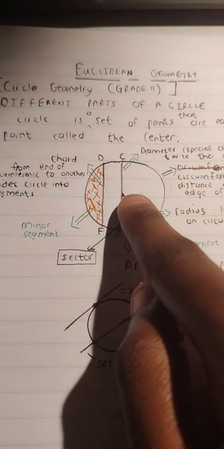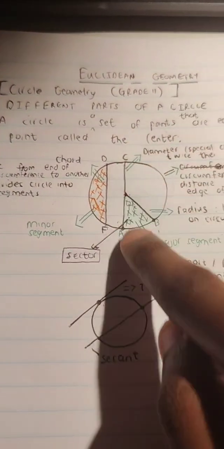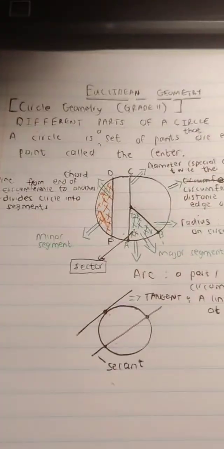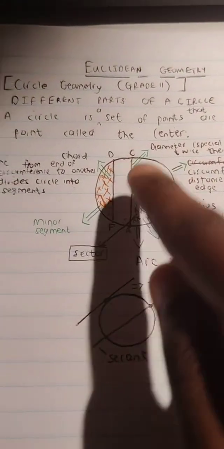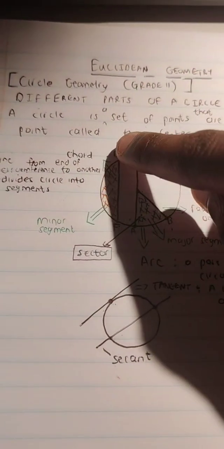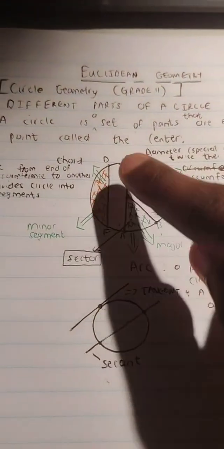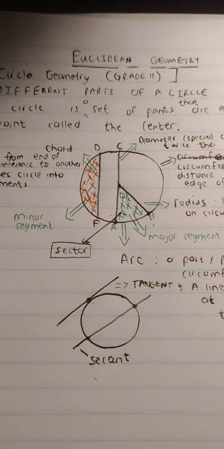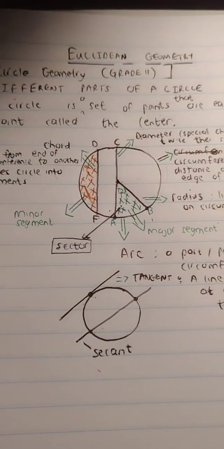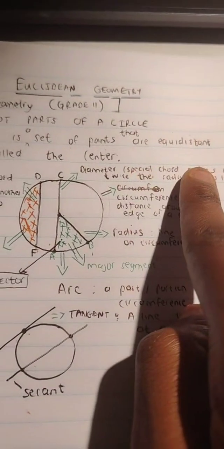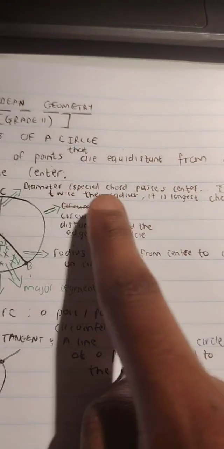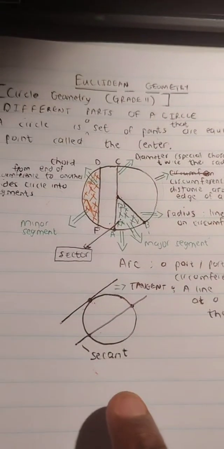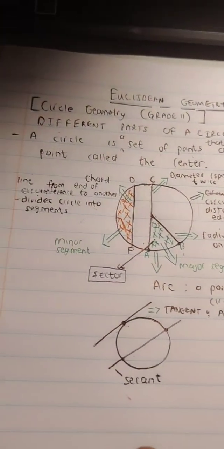The diameter is a line that passes through the center from one end of the circumference to another. The chord is a line that extends from one end of the circumference to another, does not necessarily pass through the center. It doesn't have to, okay? Because our diameter is a special kind of chord. It is twice the radius and it is the longest chord. That's the diameter, you see.